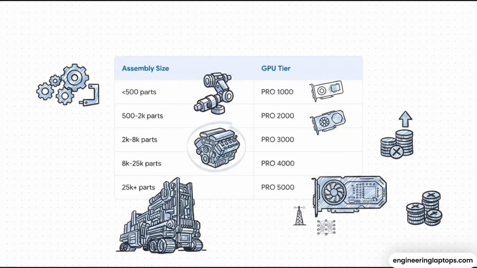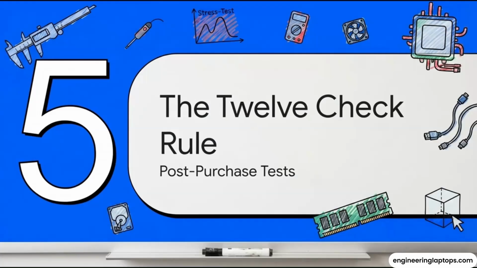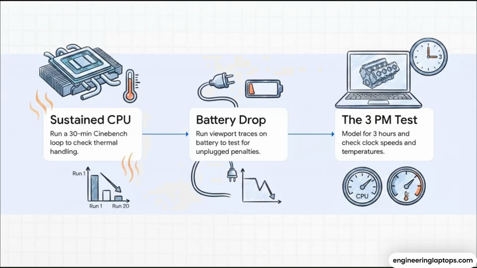And finally, Section 5, the 12 check rule. So you've chosen your machine and it finally arrives on your desk. What now? Well, you must execute a strict post-purchase testing strategy before your return window closes. We call this the 12 check rule, but I want to highlight the 3 most critical tests right now.